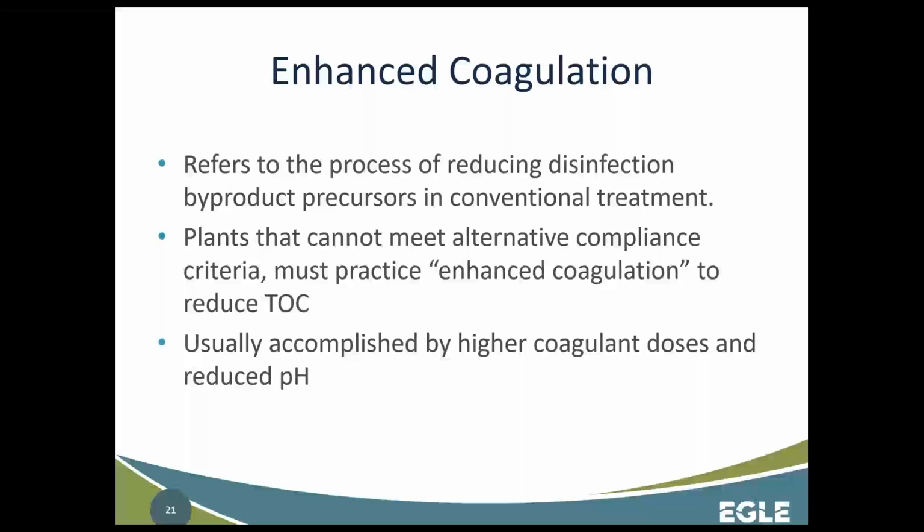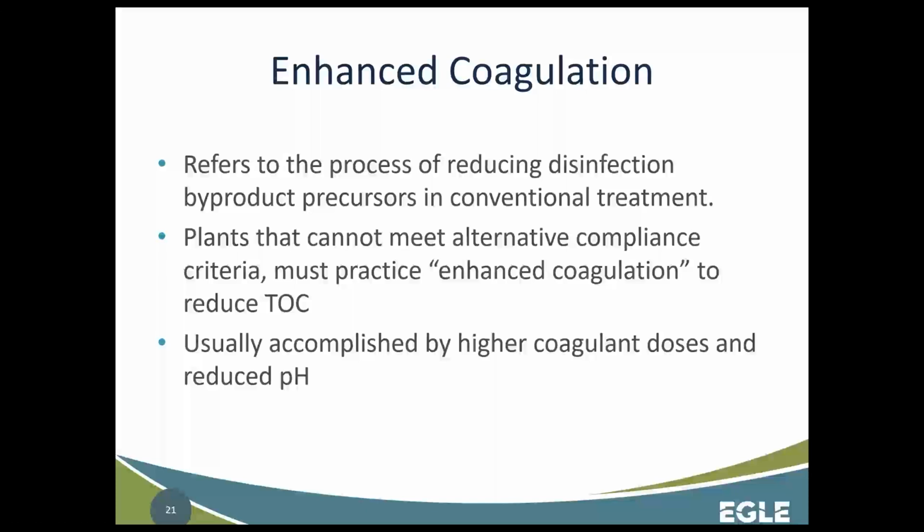All right, thank you. Jumping back in here, we're going to talk a little bit about enhanced coagulation. This refers to the process of reducing disinfection byproduct precursors in conventional treatment. Plants that can't meet the alternative compliance criteria must practice enhanced coagulation to reduce TOC. What does this term enhanced coagulation mean? Typically that's accomplished by higher coagulant doses and reduced pH.